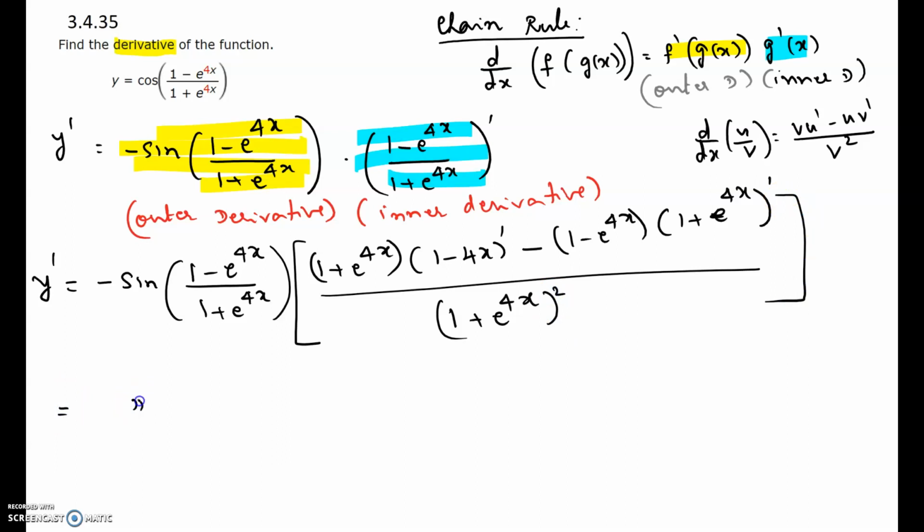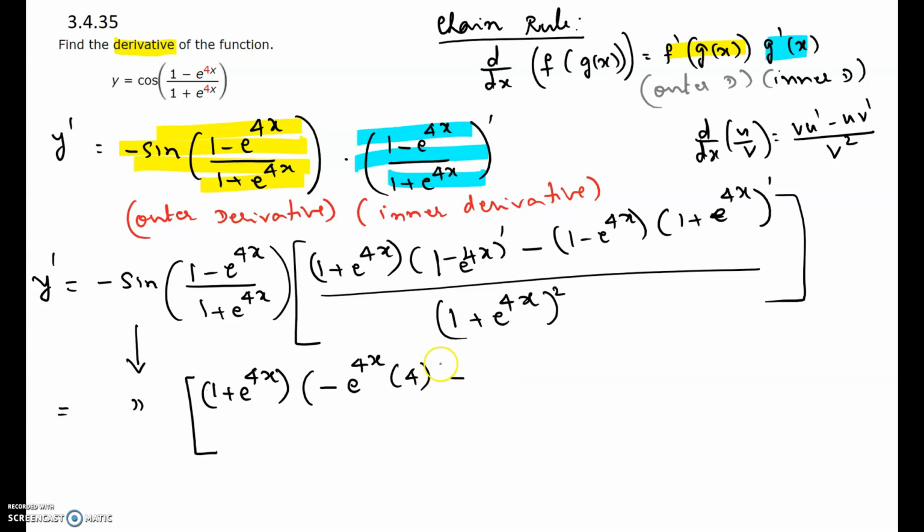So we can rewrite this. We can keep this one as is. The second part we have to simplify after finding the derivative. So the denominator times the derivative of the numerator, 1 minus e to the 4x. That will be equal to the derivative of 1, which is 0, then minus the derivative of e to the 4x, which is again the chain rule: outer derivative, which is e to the 4x, inner derivative is the derivative of 4x, which is 4.